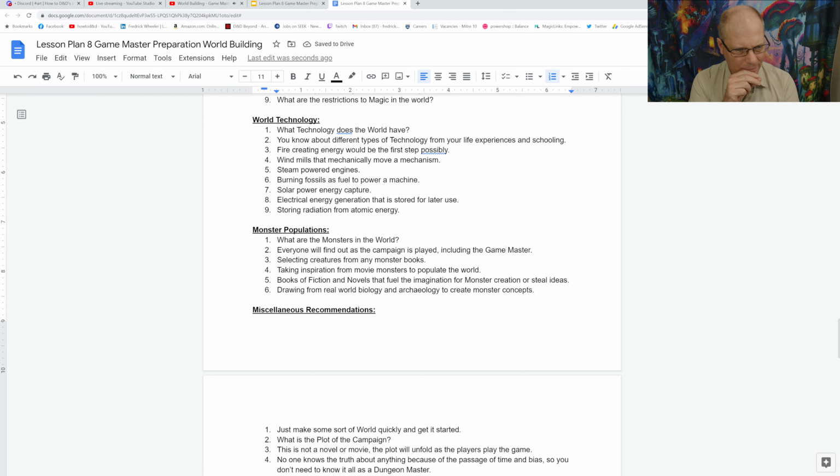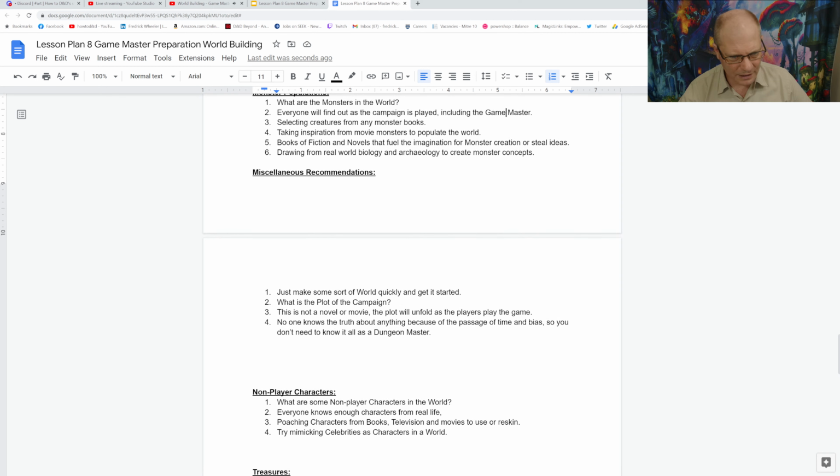Selecting creatures from any monster book. Any monster books, yep. Taking inspiration from movie monsters to populate the world. Books of fiction and novels that fuel the imagination for monster creation, or steal ideas, yeah. Drawing from real world biology and archaeology to create monster concepts. That's fine, we're all good there.